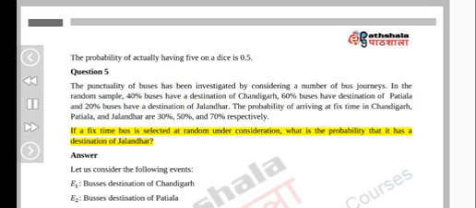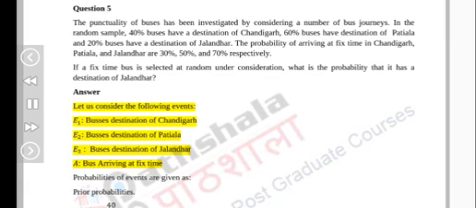If a fixed time bus is selected at random under consideration, what is the probability that it has a destination of Jalandhar? Answer. Let us consider the following events. E1, bus's destination of Chandigarh. E2, bus's destination of Patiala. E3, bus's destination of Jalandhar. A, bus arriving at fixed time.